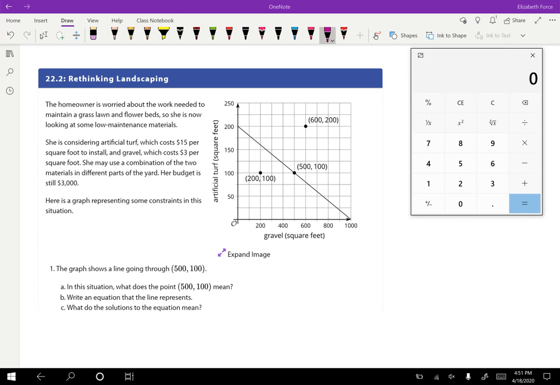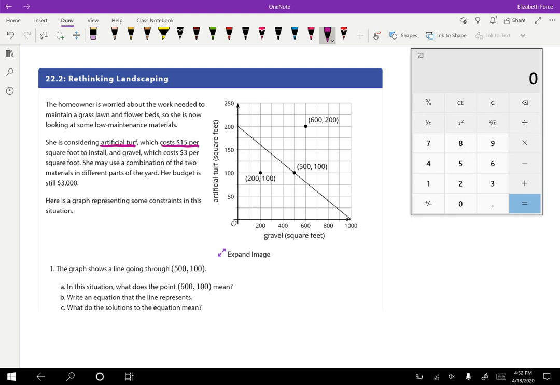Okay, in 22.2, rethinking landscaping, we're basically going to relook at a problem again, very similar to 22.1. In this case, the homeowner is worried about the work needed to maintain a grass lawn and flower beds. So now she's looking at some low maintenance materials. She's considering artificial turf, which is just fake grass basically, which costs $15 per square foot.